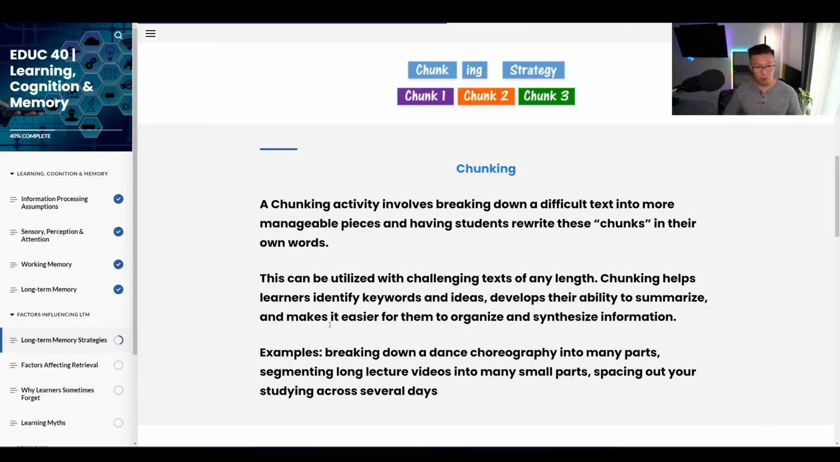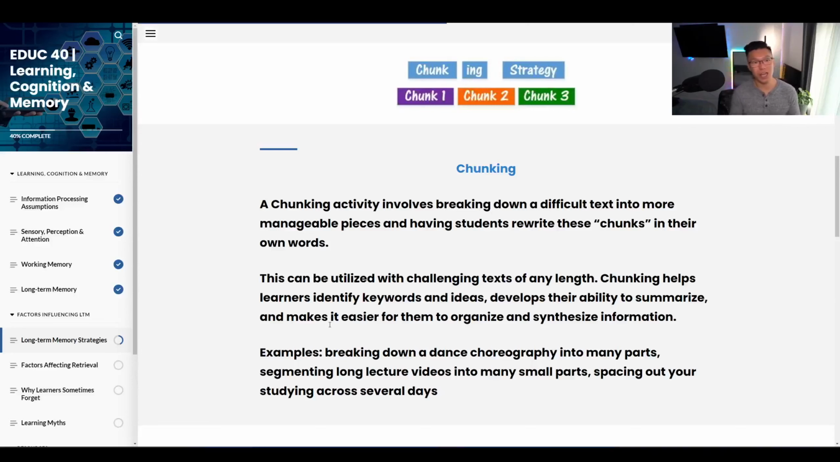Other examples include breaking down a dance choreography into many parts. If you've ever taken a dance class, or maybe you are a dancer at UCI, UCI has a ton of different dance crews. Oftentimes, you're learning an 8 count first, or maybe you're even learning a 4 count first. So you're learning these dance moves in the order and the sequence that they were envisioned, and then you build upon these 4 counts, then 8 counts, then you add another 8 count, finally culminating into the entire dance choreography.